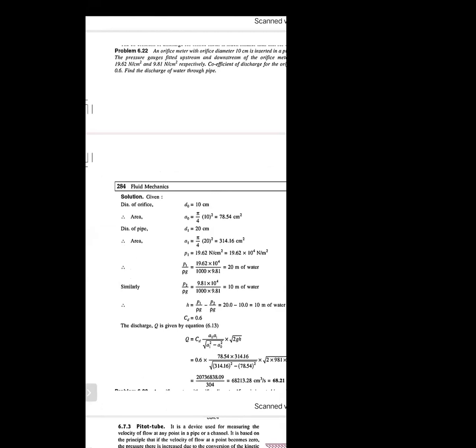Generally take the value of CD between 0.5 to 0.6 in case of orifice meter if the value of CD is not given in your problem. If the value of CD, the coefficient of discharge, is directly given in the problem, then take that value for further calculation. Therefore, the problems are the same as for the Venturi meter.